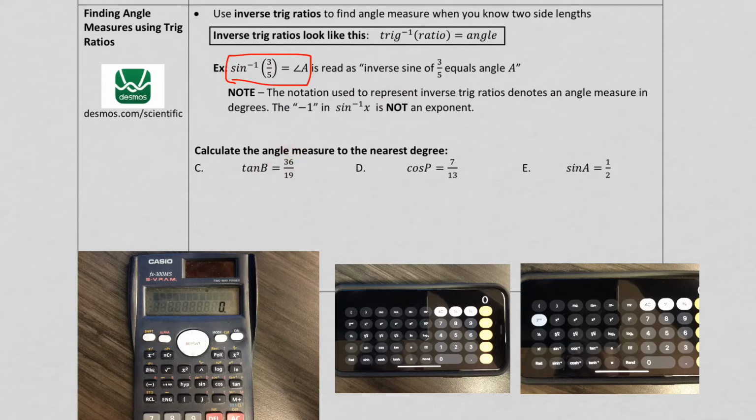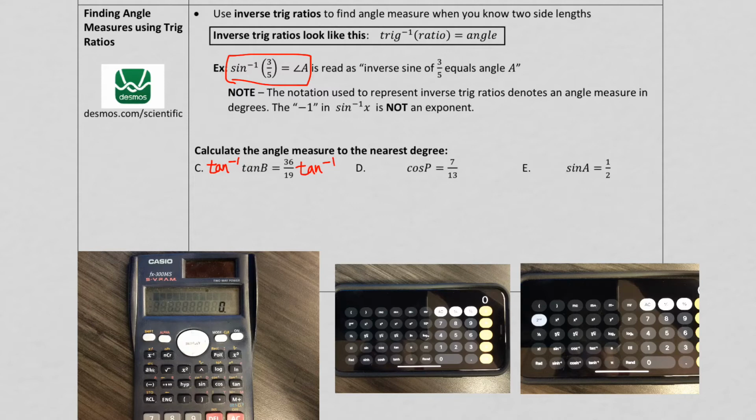Example C. In this case, I'm looking to find the measure of angle B. Notice how here I don't know this angle, so I'm looking for angle B. So what I'm going to do is solve this equation to get angle B by itself. So I need to undo this tangent. To undo the tangent, I'm going to use the inverse of tangent. So I'm going to multiply both sides by inverse tangent, which is that guy. But I'll do it to both sides. So I have to put this on both sides. I could do it with any equation.